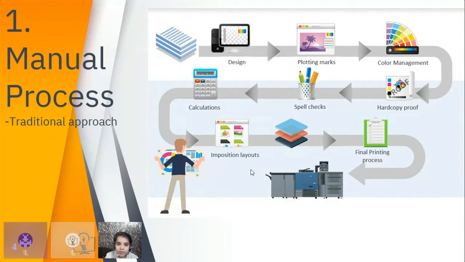So now you can see that first we have designing of it, then color management. We will have to do some hard copy proofs. You'll have to calculate every binary calculation that you want in the end. You'll have the imposition layouts, and then in the end, finally you'll put it for print.